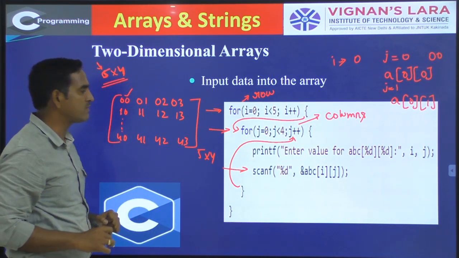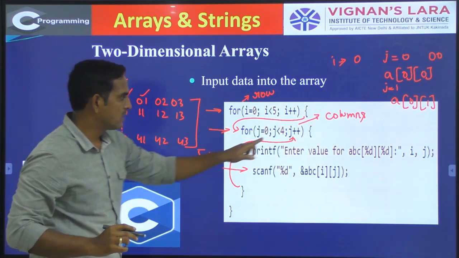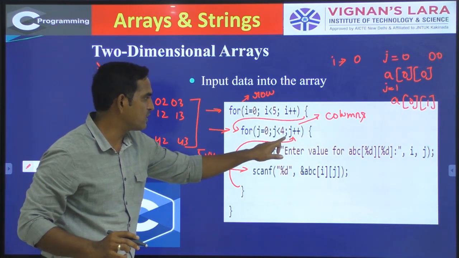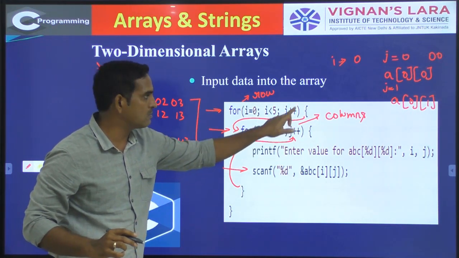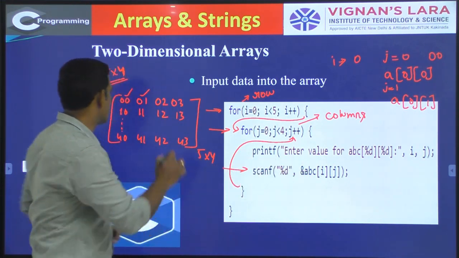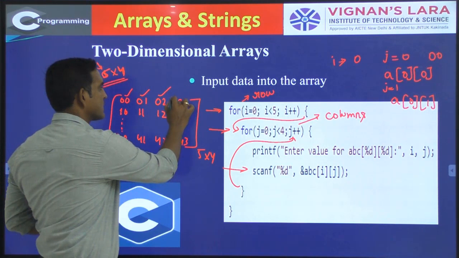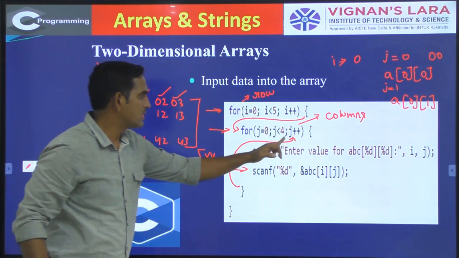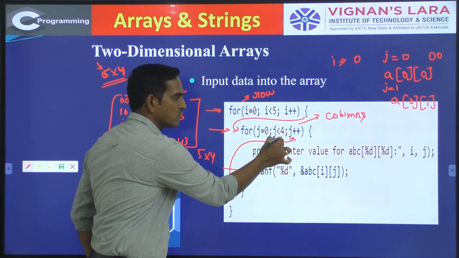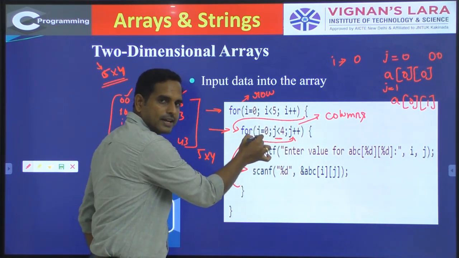First you have taken a[0][0], next you have taken the a[0][1] value. Again the for loop will repeat. Now j value will become 2, and you will be taking a[0][2]. Next j value will become 3, and you will take the value a[0][3]. Next j value will become 4. When j value becomes 4, 4 is not less than 4, so the for loop will exit.